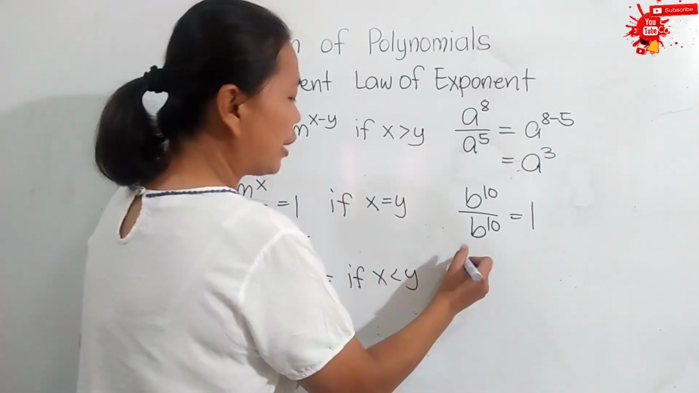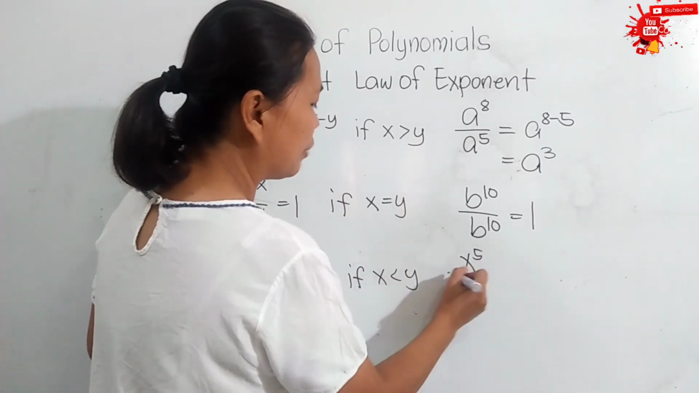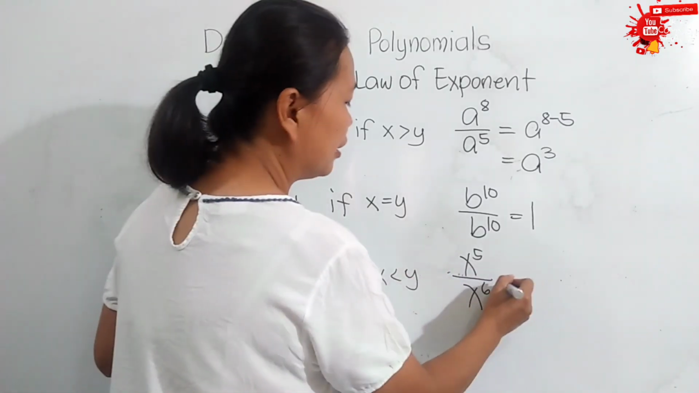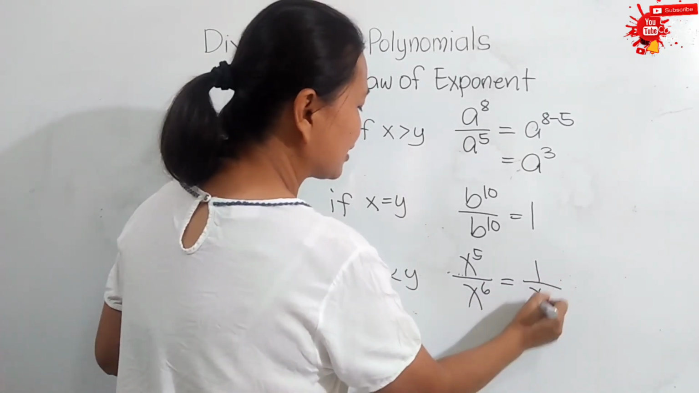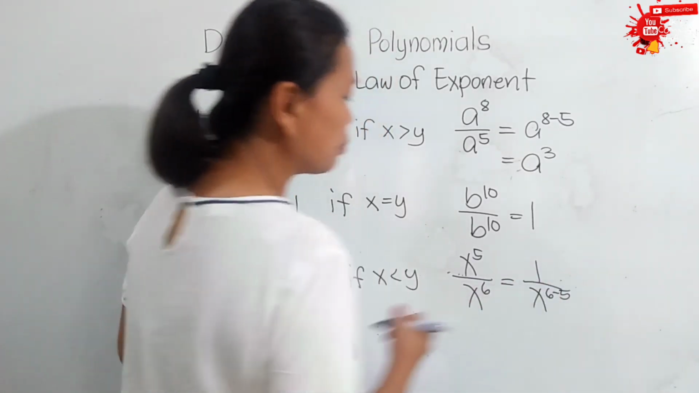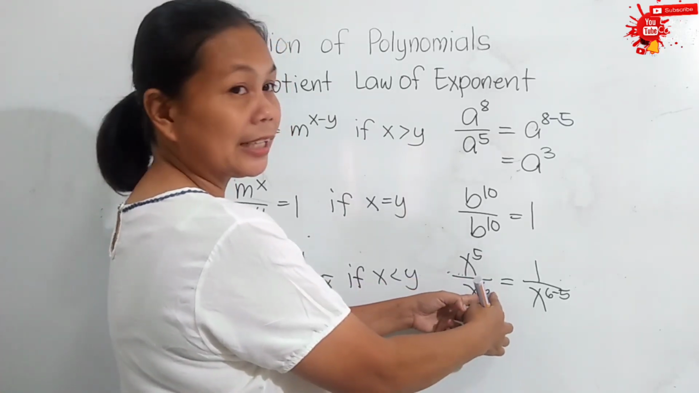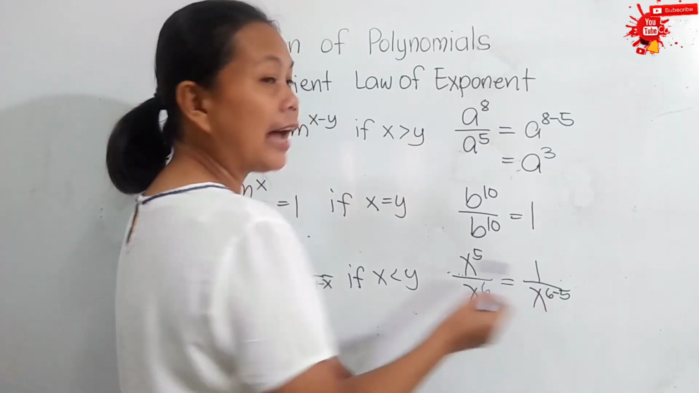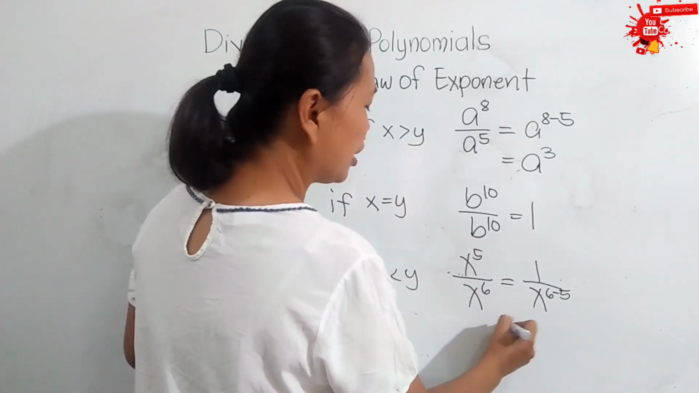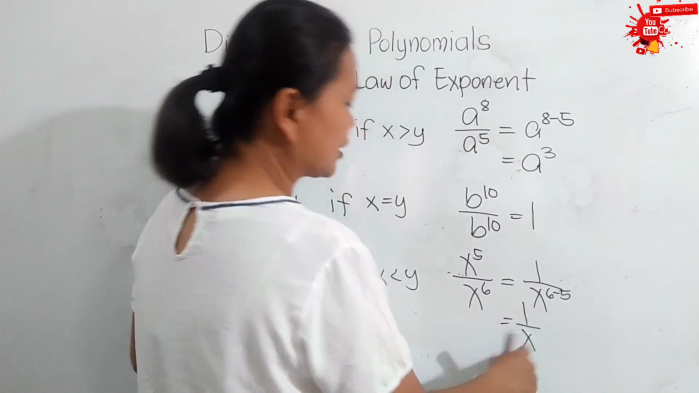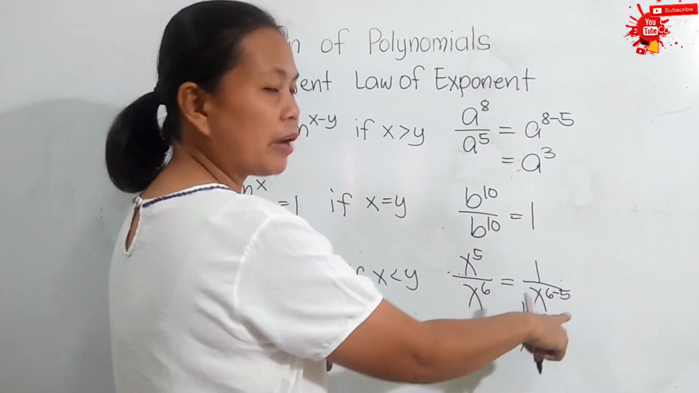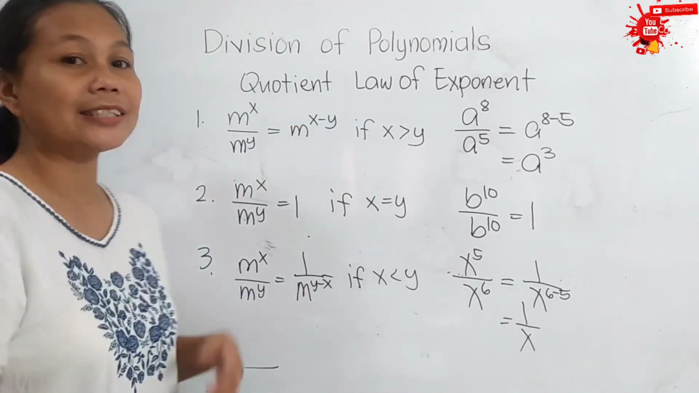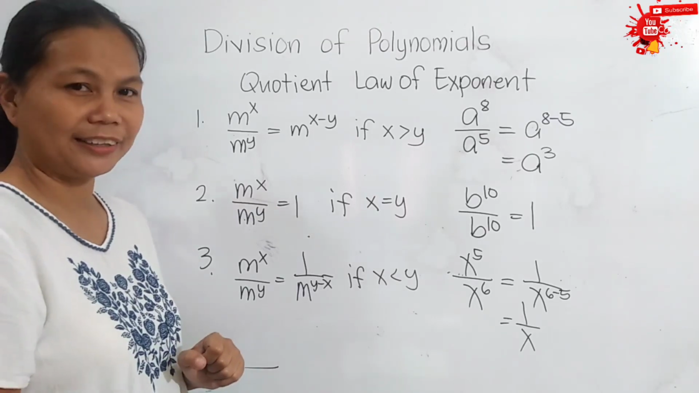Okay, for example, we have here x raised to 5 over x raised to 6. So we have here 1 over x raised to 6 minus 5. Kasi mas malaki yung exponent ni x sa denominator kesa sa numerator. That's why x will be written in the denominator. So it will be equal to 1 over x. So no need to write 1 because 6 minus 5 is 1. So no need to write 1 as an exponent. It means that x has an exponent of 1.